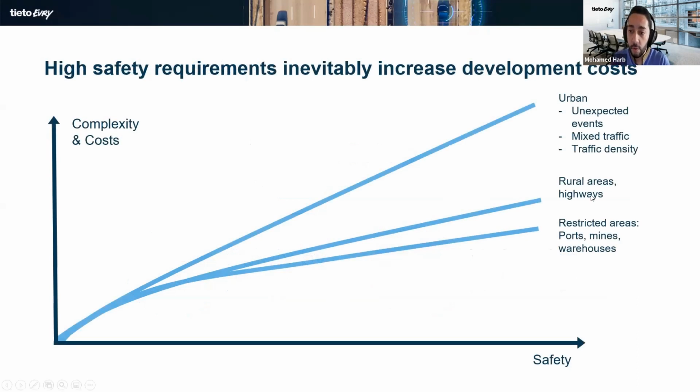Here we categorize automated driving into three categories. The first one, on the lower part, is shuttle buses or restricted areas, for example, shuttle buses in airports or parking lots. The second is rural areas and highways. And the third one is urban automated driving. What we see here is that the safety and the complexity of the system when it comes to urban automated driving is by far much more complex, and the safety requirements are much higher when it comes to urban. And this goes hand in hand with the cost.